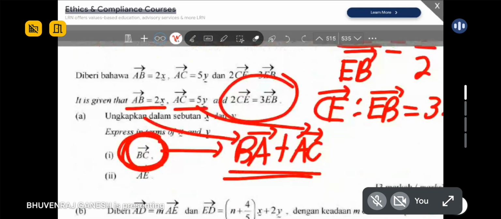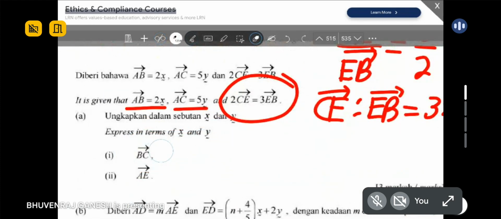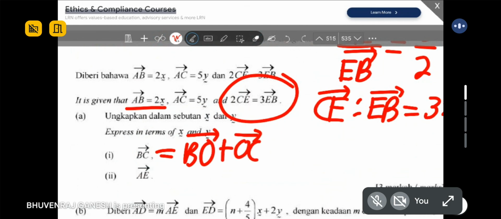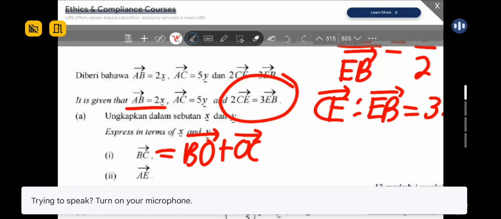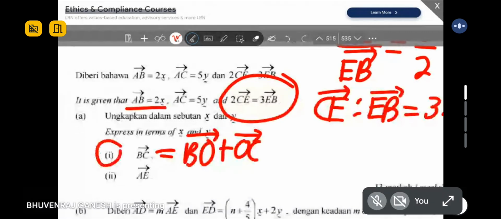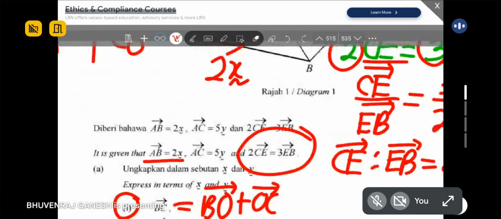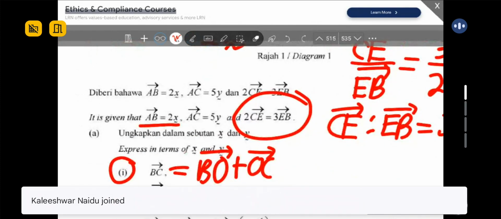So for example, guys, let's say I tell you BC, this is another option. Let's say I tell you BC equal to BO plus OC. If I say like this, betul tak? If I say like that, can I solve the question? Yes or no? You just see the information you have. Tengok info. Can I say BO plus OC? Common sense.